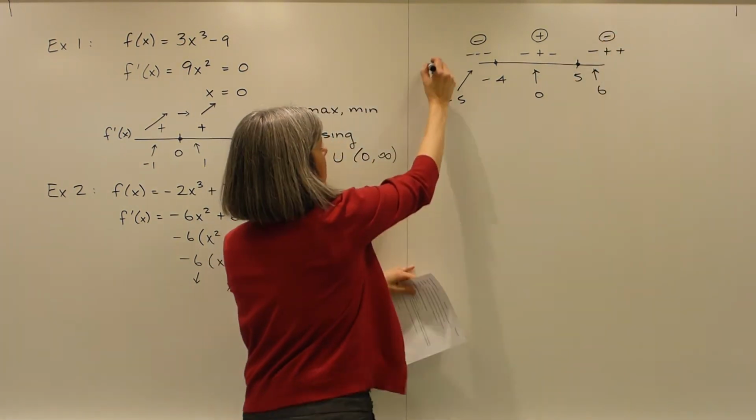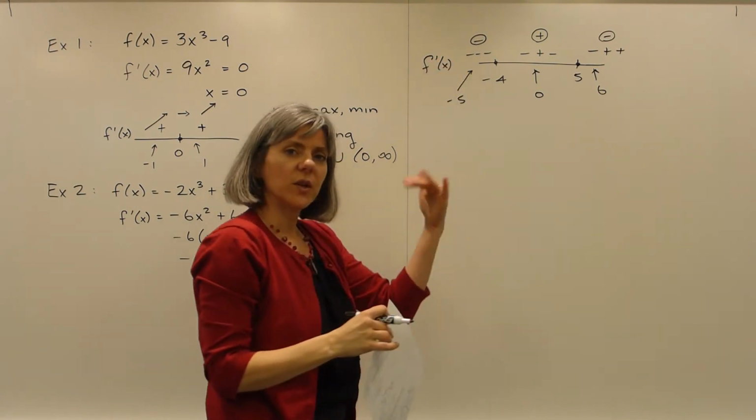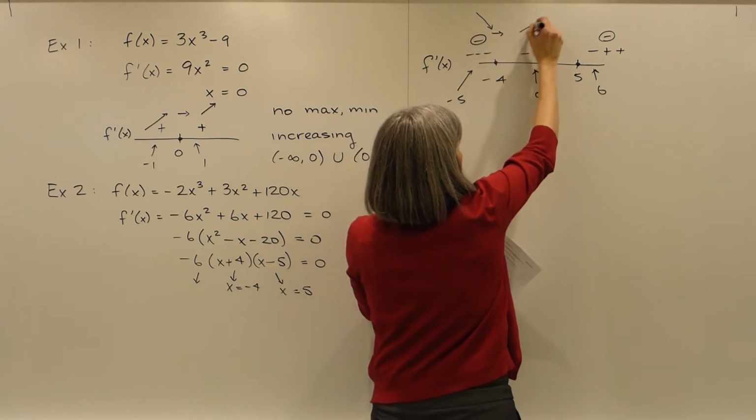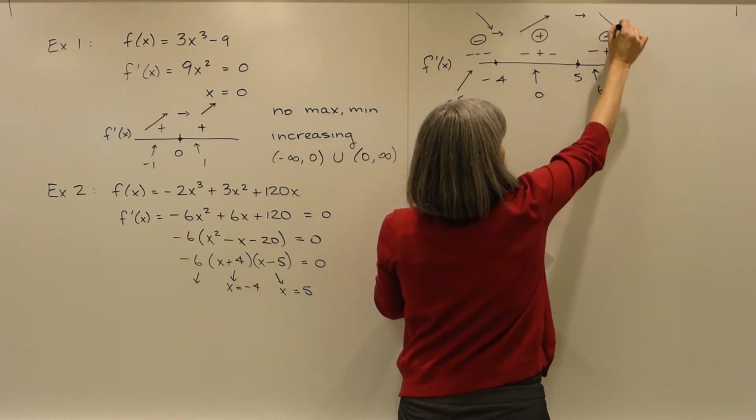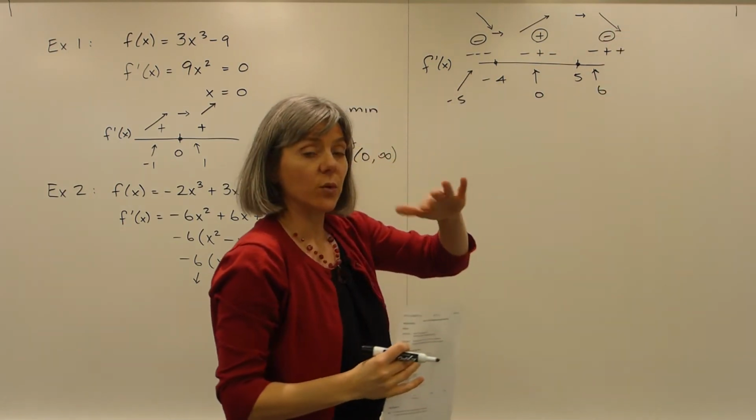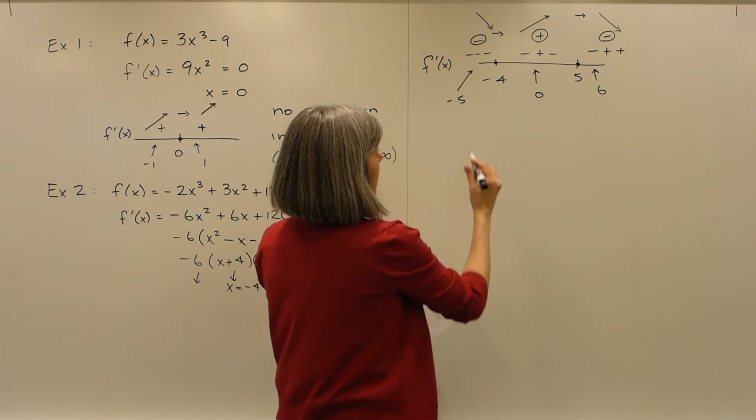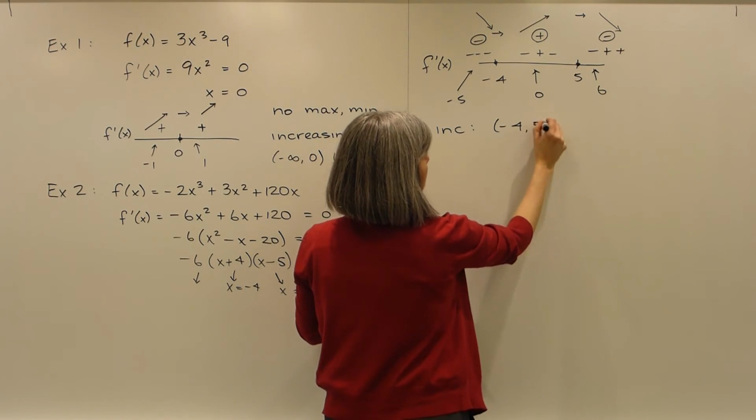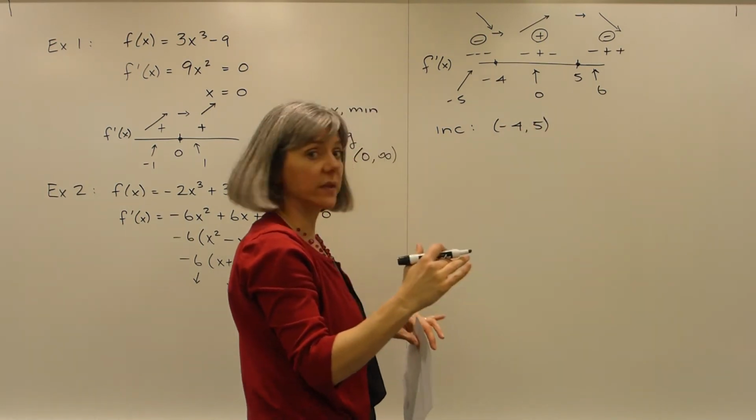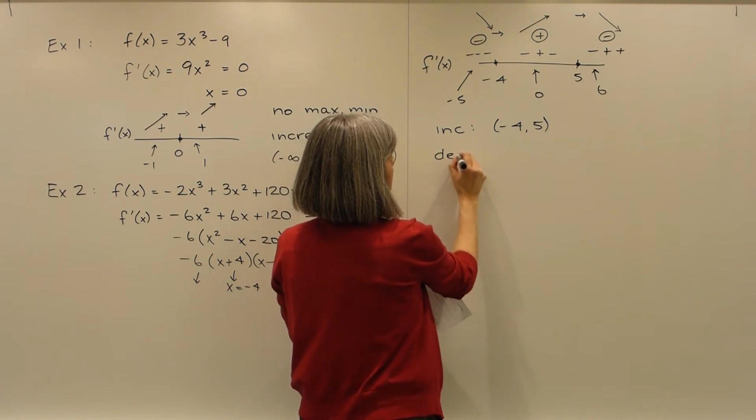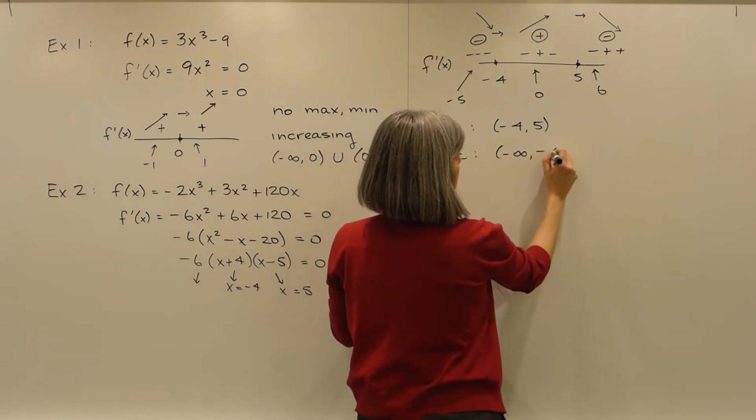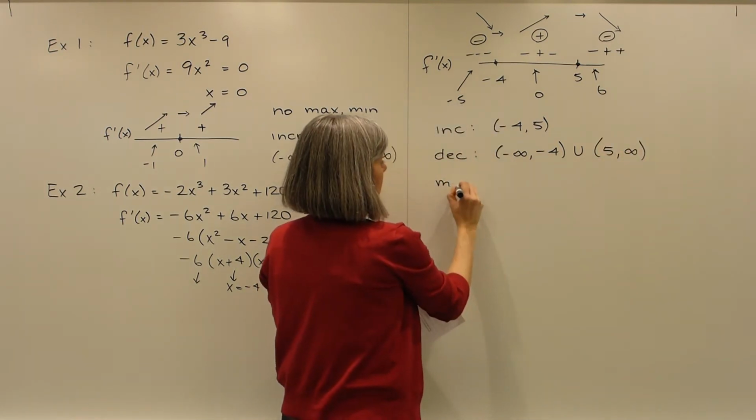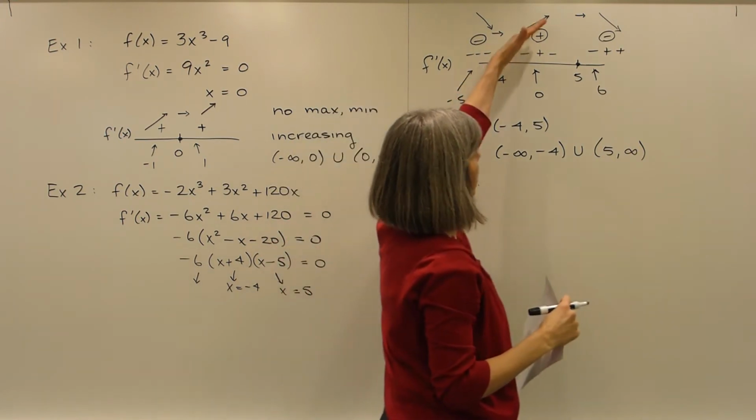Okay, so I forgot. Let's label this. So now let's look at what the derivative, what the function is doing. This means it's coming down, going flat, going up, going flat, going down. So clearly then we can see where it's increasing, decreasing, max and min. So let's go ahead and write those out. So increasing, -4 to 5. We don't include the endpoints because the derivative is 0 there. Decreasing, -infinity to -4, together with 5 to infinity. Where do we have a local max? That's where it goes up and then comes down.